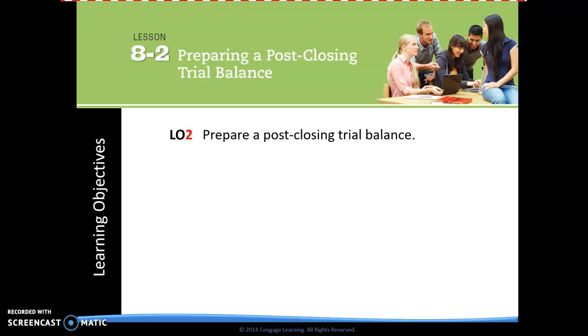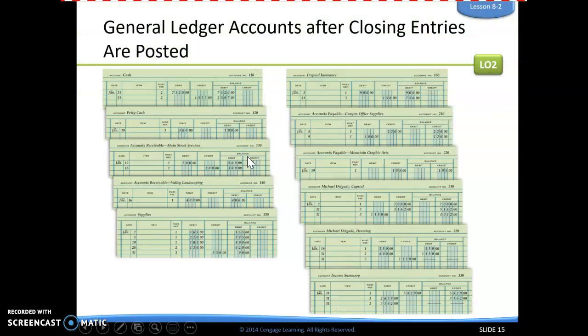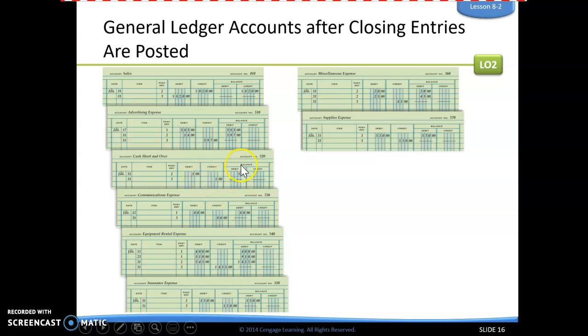Okay, we're going to do lesson 8.2, which is to prepare a post-closing trial balance. And here all of our accounts are listed from our general ledger. So we have our assets, our liabilities, our capital, and then everything from drawing on should be zeroed out. And remember, I told you that when you zero it out on paper, you're going to draw lines. In MindTap, you put in a 0 for both. Okay, so all of these accounts have been closed, so they have 0 balances.